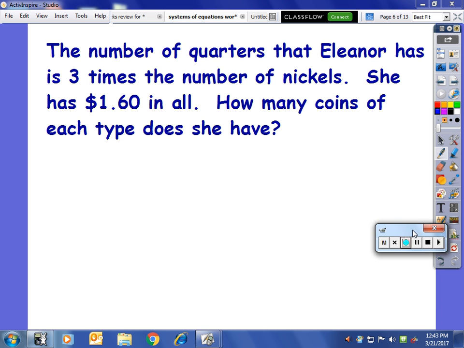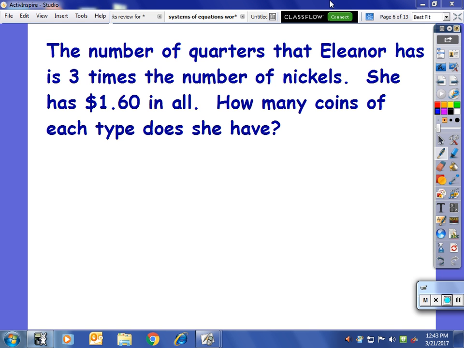These are sometimes referred to as coin or mixture problems, where you're mixing together two things of different values. In this case, we're mixing together quarters and nickels. And the fact that a quarter is worth how much? 25 cents, and a nickel is worth 5 cents. That fact is going to become very important in one of the equations. Not in both of them, in one of them.